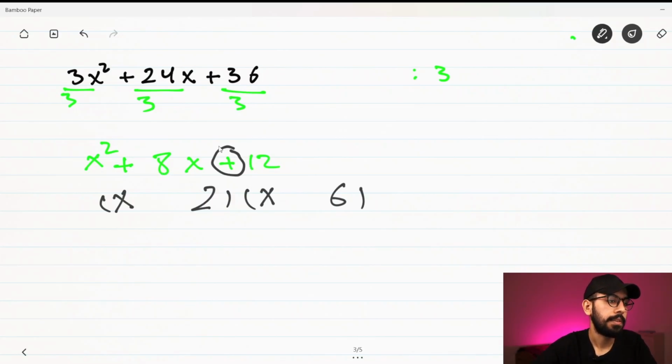And like we have said, when we have positive, the two brackets have the same sign, but which sign? The sign of the second number, which is plus, so the two of them have a plus sign.